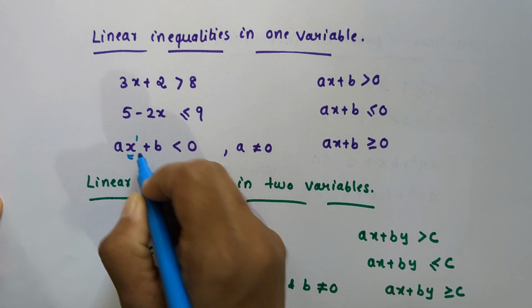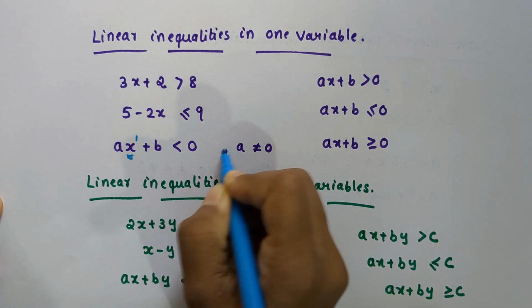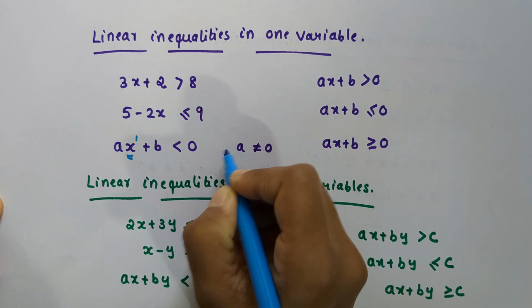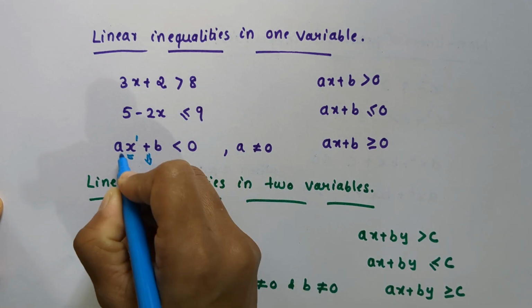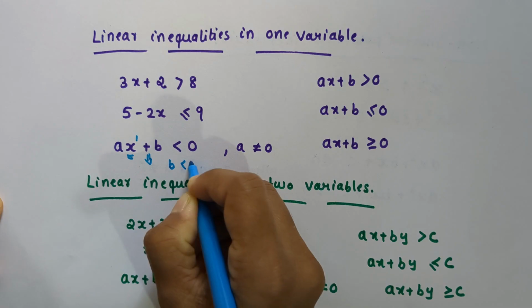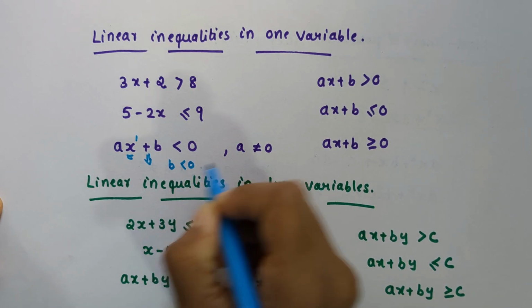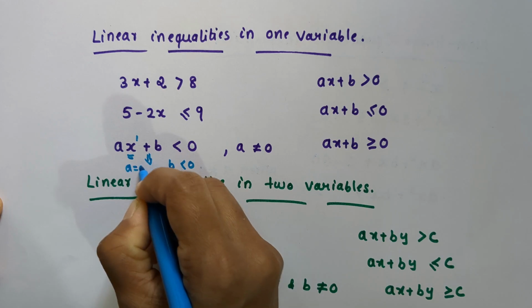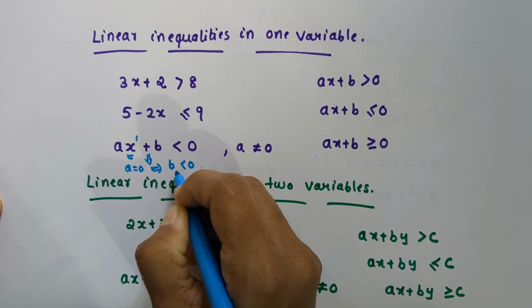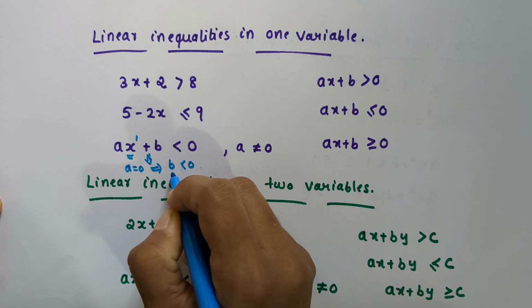See here, it is said that provided a not equal to 0. So what happens if a equals 0? If a is equal to 0, then this inequality becomes 0 times x, which is 0, 0 plus b will be b, then b less than 0. Which has no variable, there is no x here. When a equals 0, there won't be any variable in this inequality. So that will not be a linear inequality in one variable.